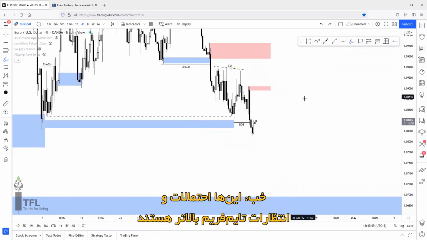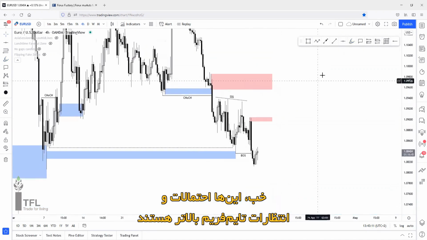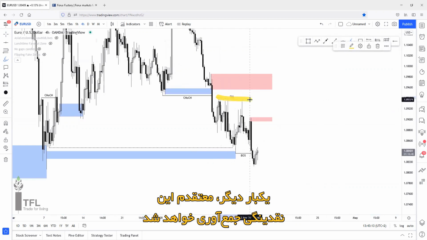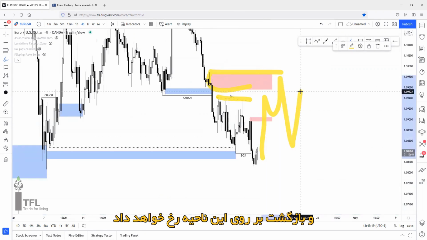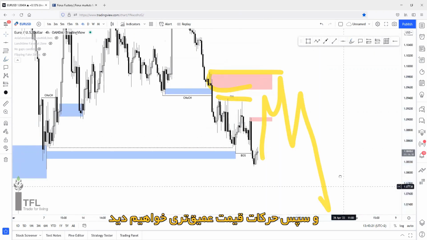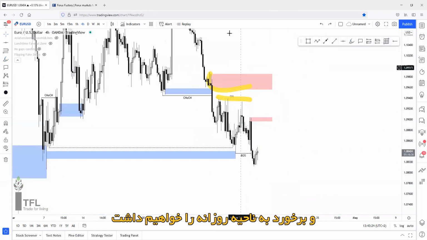So yeah, these are the higher time frame possibilities and expectations. Once again, I believe this liquidity will be swept. The tap of this 4-hour zone will happen, and the reversal will happen on this zone, and we'll see deeper price action areas, and we'll see the tap of this daily zone.